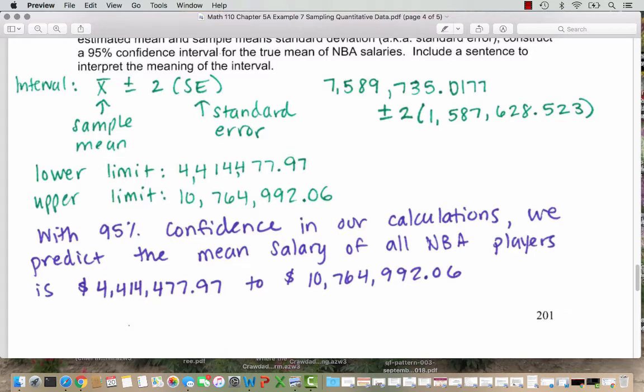And so the way I wrote our sentence here was to say with 95% confidence in our calculations, we predict the mean salary of all NBA players is $4,414,477.97 to $10,764,992.06. So I've got the same structure as in my previous confidence interval sentences, where I've explained that 95% is how confident I am or how sure I am that I've got my calculations correct. And then I'm explaining I'm making a prediction for the mean salary of all NBA players. So that's the mean for the whole population, not just a sample. And then I'm giving the range of values that I think that mean salary lies between.